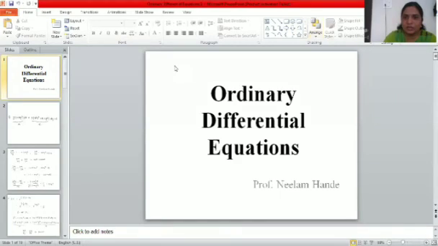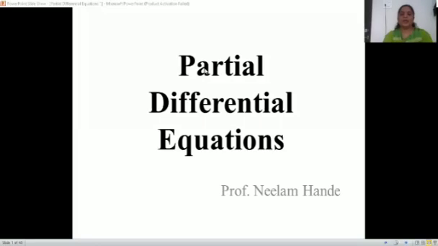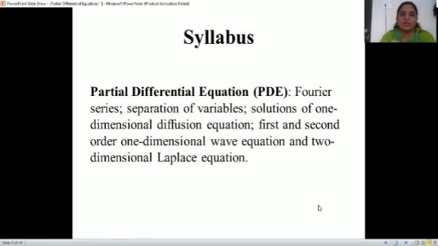So we start then with PDE, partial differential equations. Partial differential equation, this is your fourth chapter in GATE. The syllabus for partial differential equations is Fourier series, separation of variables, solution of one-dimensional diffusion equation, first and second order one-dimensional wave equation, and two-dimensional Laplace equations. Such equations are there for your study.